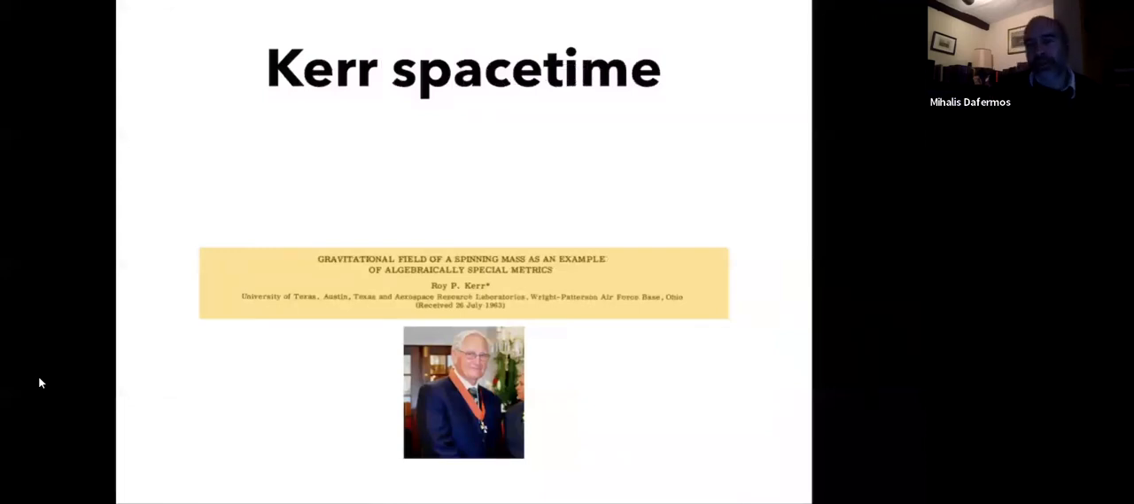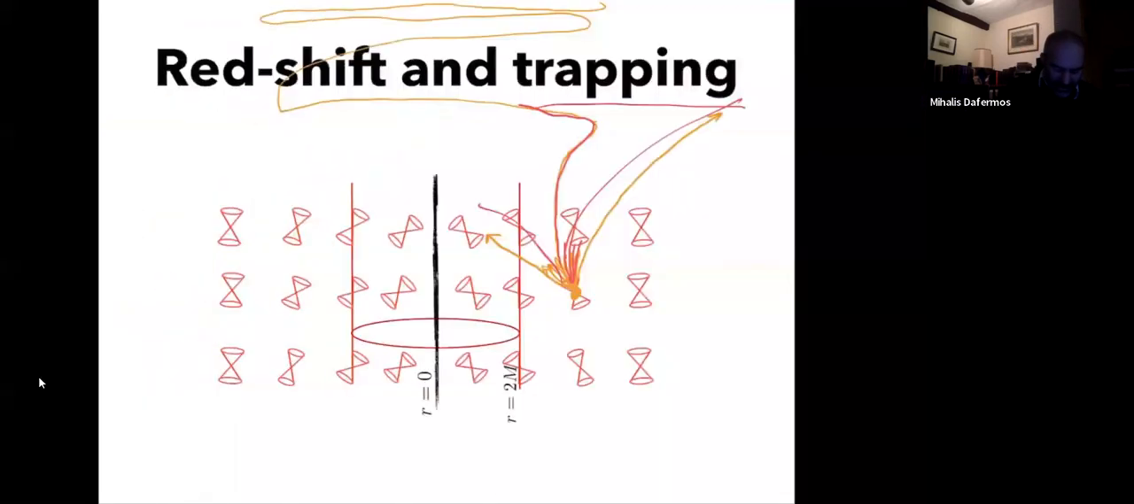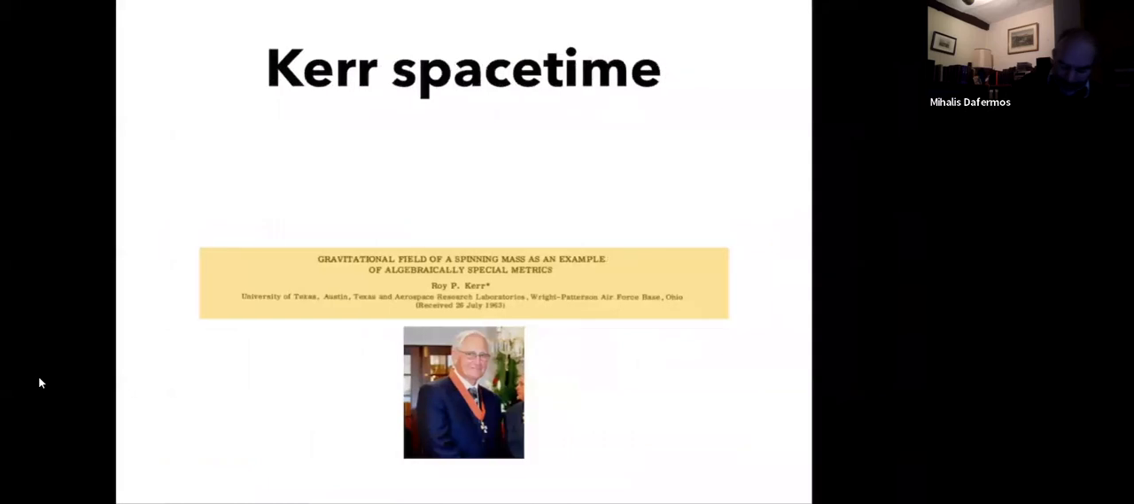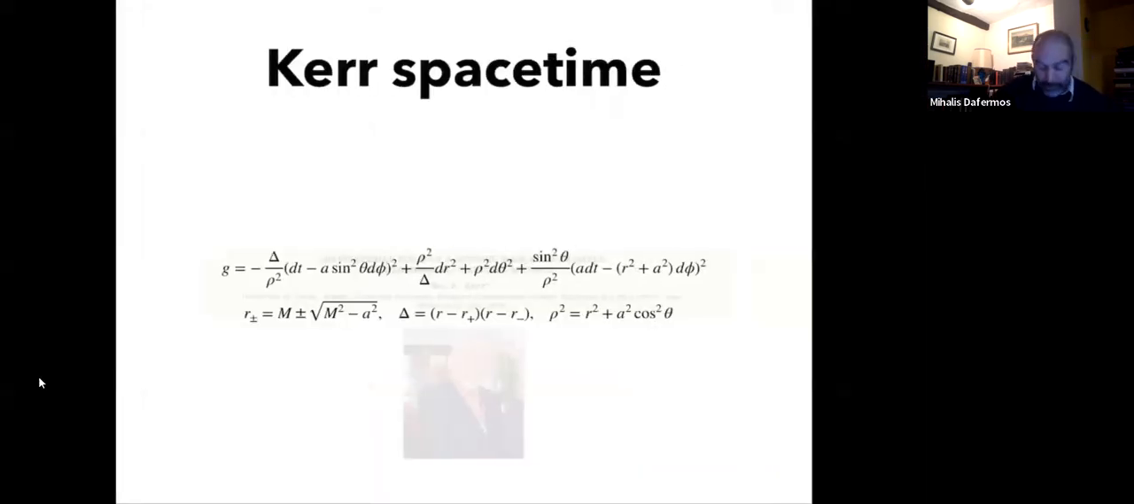Now I'm going to tell you why this theorem says that for the full expected set of perturbations, Schwarzschild is asymptotically stable, and not for all perturbations. The reason is very simple. The Schwarzschild family, this first non-trivial solution of the Einstein vacuum equations to be discovered, was secretly a one-parameter subfamily of a larger two-parameter family of solutions discovered by Roy Kerr.